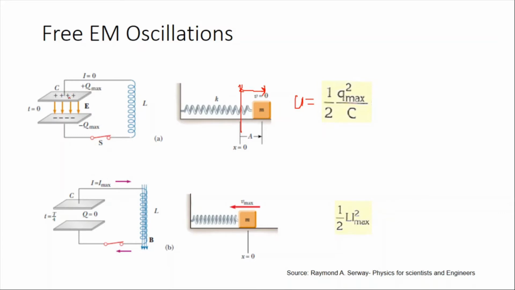The energy stored here was in the electric field, and now the energy is going to be stored as a magnetic field. The analogy is that when we release the mass and it passes through the equilibrium position, it will have some maximum velocity, some maximum kinetic energy. And the energy stored in the inductor will be 1 over 2 L I maximum squared. Then this mass is going to continue to move in that direction.